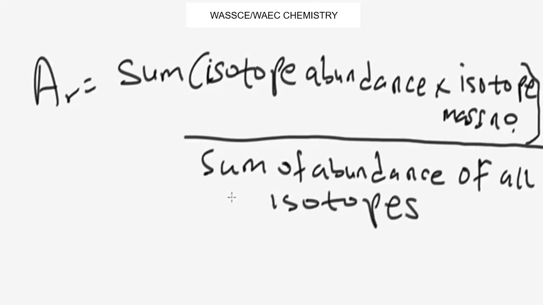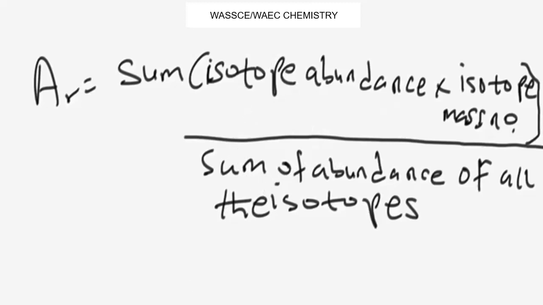Of all the isotopes. Alright, so this is a basic formula that you can use to calculate the relative atomic mass of an element: the sum of isotope abundance times isotope mass number, over the sum of the abundance of all the isotopes. So let's look at a basic question on this and apply this formula to it.